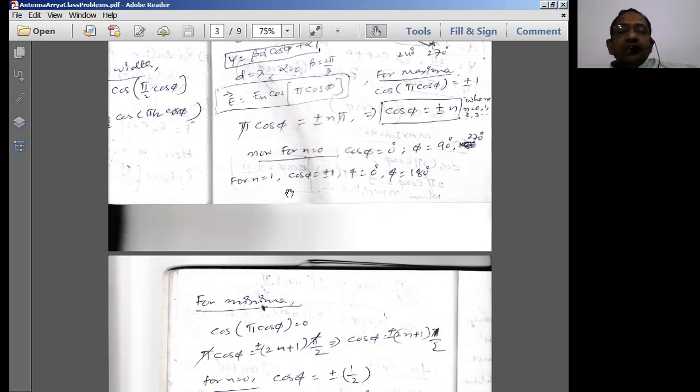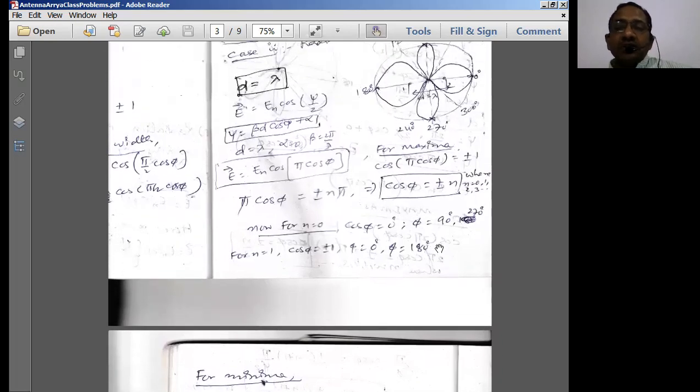The next one is for n is equal to 1, cos phi is equal to plus or minus 1, because n is 1 here. So I just substitute 1 over here. Therefore cos phi is equal to plus or minus 1. Cos phi becomes plus 1 when phi is equal to 0 degrees, and minus 1 when phi is equal to 180 degrees. Therefore we are going to get maxima along 90 degrees, 270 degrees, 0 degrees, and 180 degrees. So this is the radiation pattern we have got.